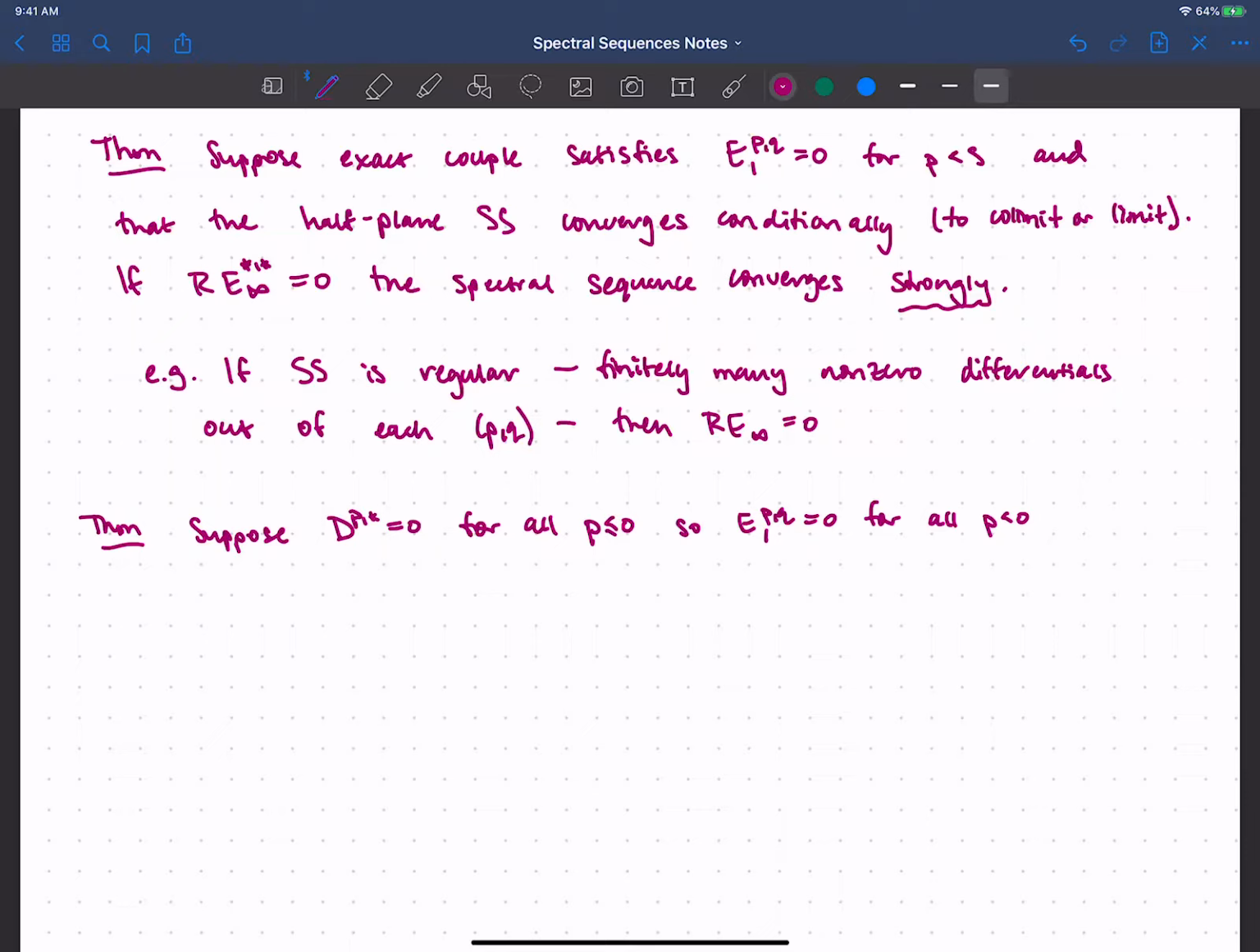Okay, so I want the d_p star to vanish. That's going to tell me the E1 p star vanishes, and also, what's that going to tell me about the colimit? Well, that's going to vanish as well. Okay, well, then I've got a half-plane spectral sequence, for the half-plane spectral sequence, this will be with entering differentials, which is not our best case.